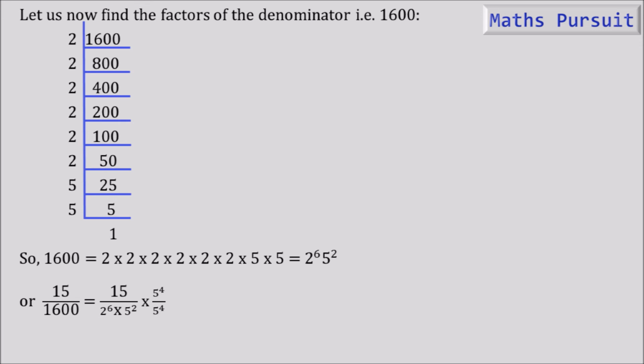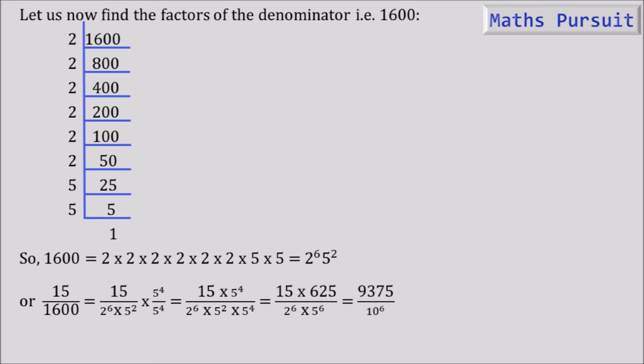Now after multiplying, our new equation becomes 15 into 5 to the power 4 by 2 to the power 6 into 5 to the power 2 into 5 to the power 4. Further solving this, we are getting 15 into 625. 625 is nothing but 5 to the power 4 in the numerator, and in the denominator we are getting 2 to the power 6 into 5 to the power 6. And further solving, we are getting 9375 by 10 to the power 6.